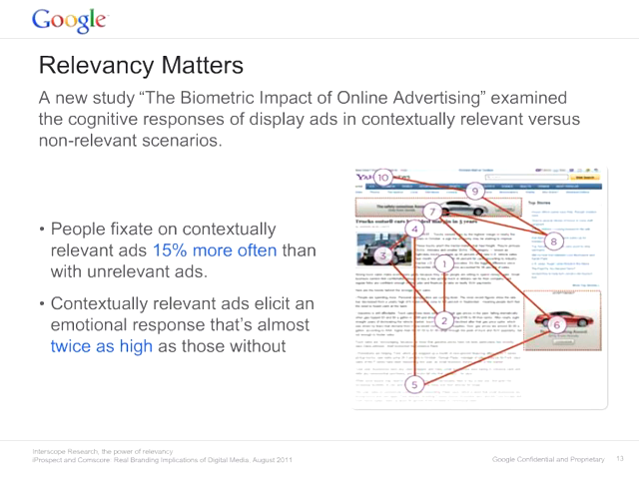Interscope Research recently released a study that examined people's emotional and cognitive responses to different types of display ads by monitoring biometric responses. Using heat mapping, the study concluded that people fixate on ads that are contextually relevant to what they're reading about 15% more than with unrelated ads. They also found that contextually relevant ads elicit an emotional response that's almost twice as high as those without. The importance that relevance has to a consumer helps explain why keyword contextual targeting is a core part of the Google Display Network strategy for most of our customers.